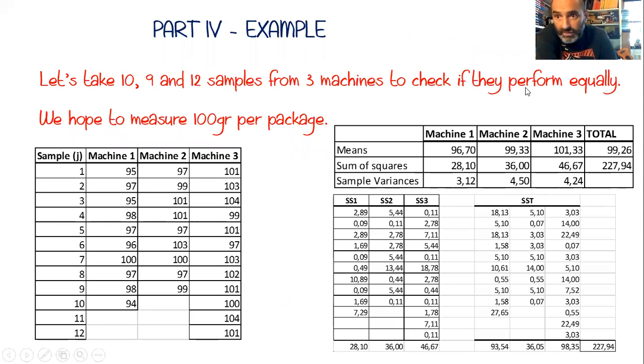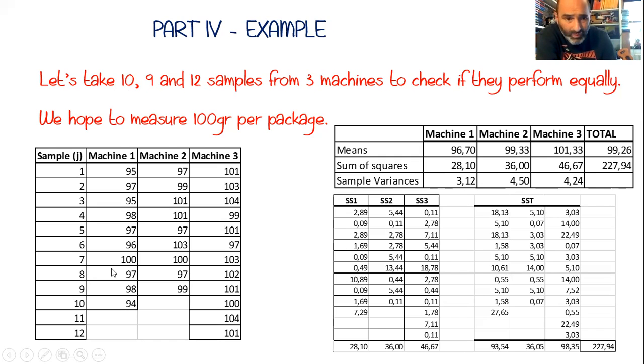So, part 4, example. From our 3 machines, I take 10 samples from machine 1, 9 samples from machine 2, and 12 samples from machine 3. Fine, I didn't take an equal number of values. And I want to check if they perform equally. I hope to measure 100 grams per package, and this is my data set.